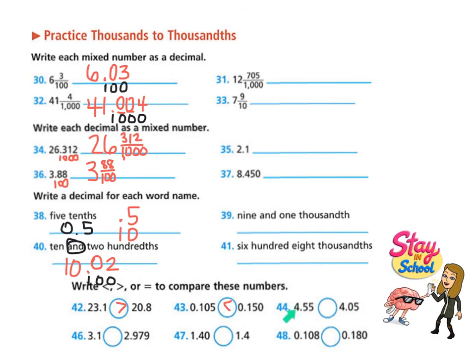Then we have 4 and 55 hundredths compared to 4 and 5 hundredths. So this is like $4.55 versus only $4.05. So 4 and 55 hundredths is larger. Your job is to finish the gaps that I left open for you on this page. Good luck!